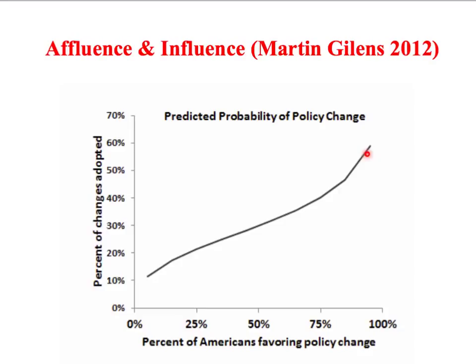However, this correlation is perhaps not as strong as one would expect to find in a representative democracy like America. For example, where we have a proposed policy change that is supported by 75% of the public, so an overwhelming majority, we can see that there's still less than a 40% chance that that policy will actually be adopted by the government. So that's perhaps not what we would expect to find within a democracy.